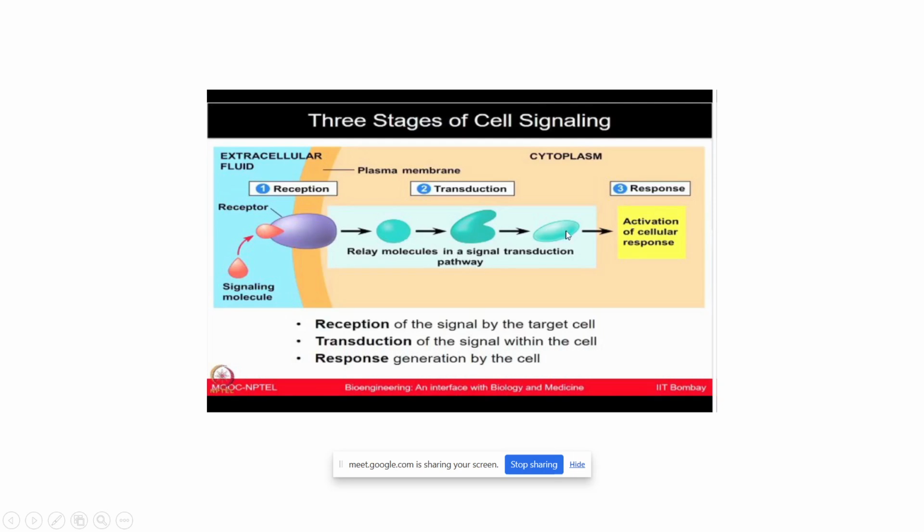And once it reaches the target, wherever it wants to reach in terms of one specific organelle of the cell, it gives a certain cellular response accordingly. That's how signaling happens. So first is reception of the signal by the target cell, then there is transduction of the signal within the cell, and then there is a response generated by the cell itself.